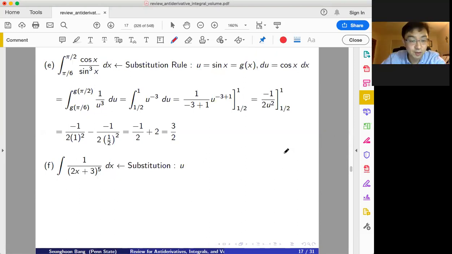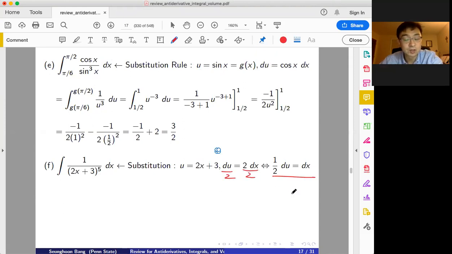Yes, 2x plus 3, the inner function. So we have the inner function 2x plus 3. The du is (2x plus 3) prime. The derivative of 2x is 2, and 3 prime equals 0, so 2 times dx. So we don't have the 2 here; we divide by 2. So we have 1 over 2 du equals dx.